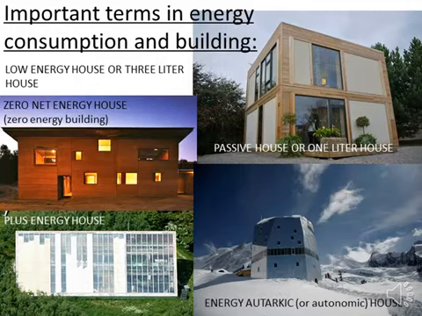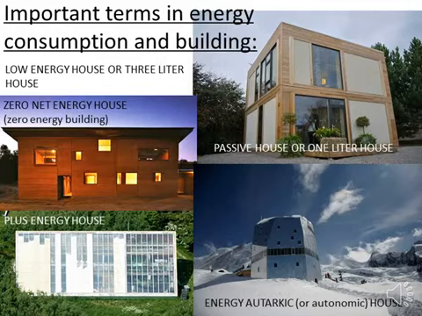More important terms when we talk about energy consumption in building are lower energy house, or so-called 3-liter house. This corresponds to a house that uses approximately 3-liter fuel oil per square meter living space a year. That is less than 30 kilowatt hours per square meter a year, and it is certified with letter B. Then we have passive house, or 1-liter house, which uses less than 1.5 liter of oil to heat, and it is certified with letter A.